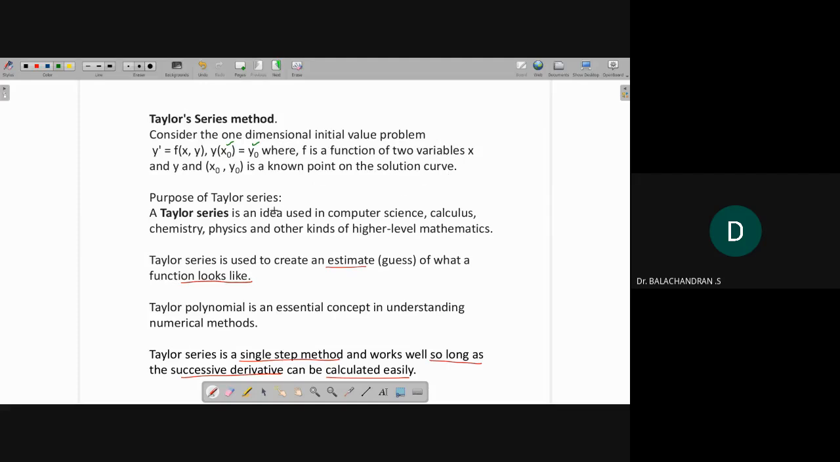So, the purpose of Taylor series. Taylor series is an idea used in computer science, calculus, chemistry, physics, and other kinds of higher level mathematics. Taylor series is used to create an estimate of what a function looks like. Taylor's polynomial is an essential concept in understanding numerical methods. Taylor series is a single step method and works well as long as the successive derivatives can be calculated easily.